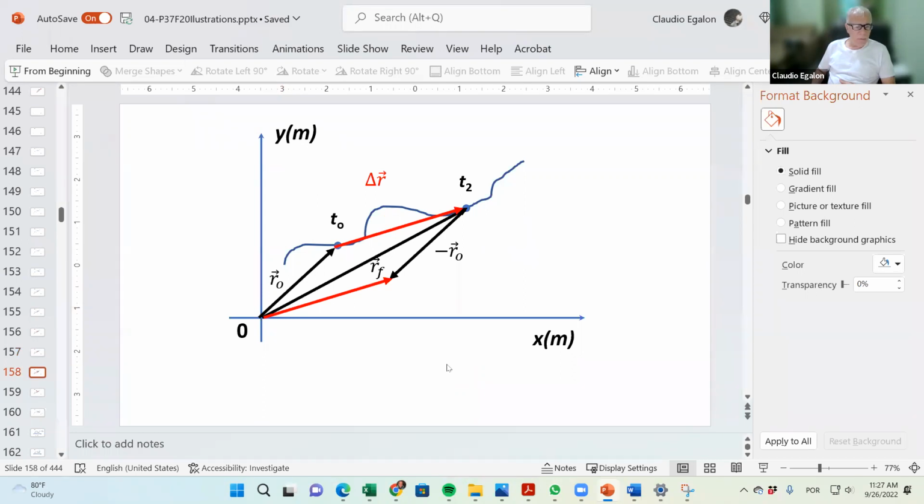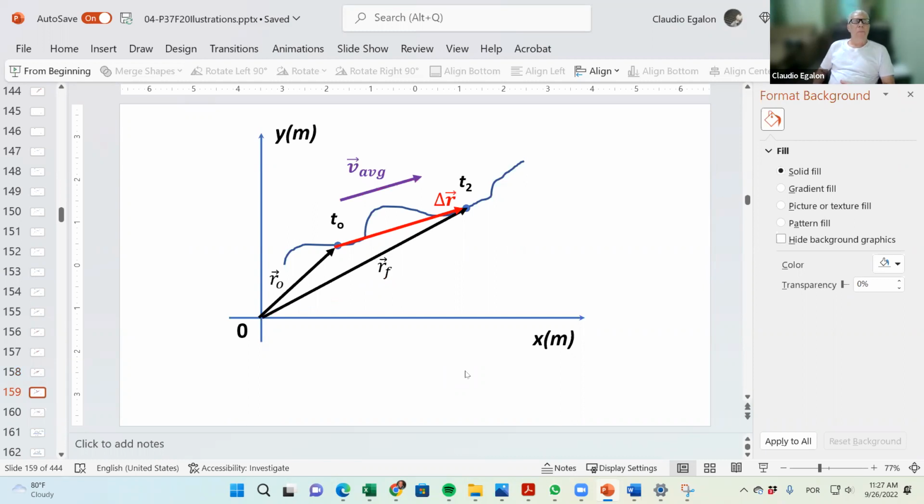Okay, what else do we have here? Oh yeah, here you go. What you saw here was the tail to head method. And what you have here is the parallelogram method. R naught plus delta R is RF. That's what you have here.